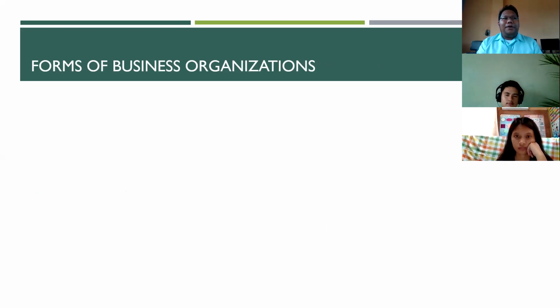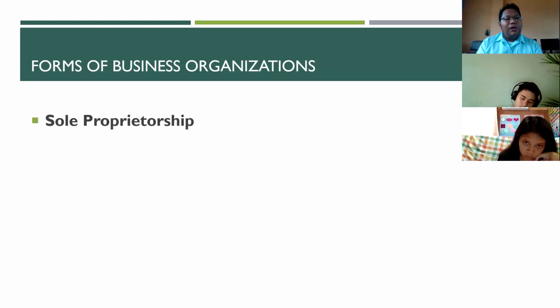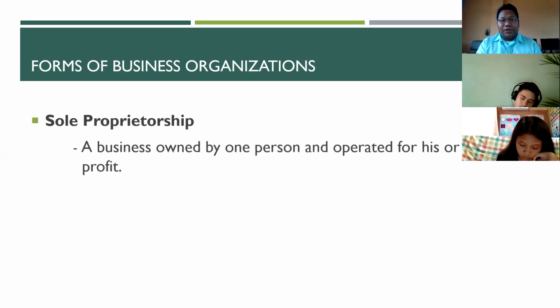As we are now talking about finance and budgeting, it's also imperative that we understand the forms of business organizations in terms of ownership. We begin with a sole proprietorship, a business owned by one person and operated for his or her profit. So we have one person acting as the owner or proprietor of that business. Everything is under his or her control.